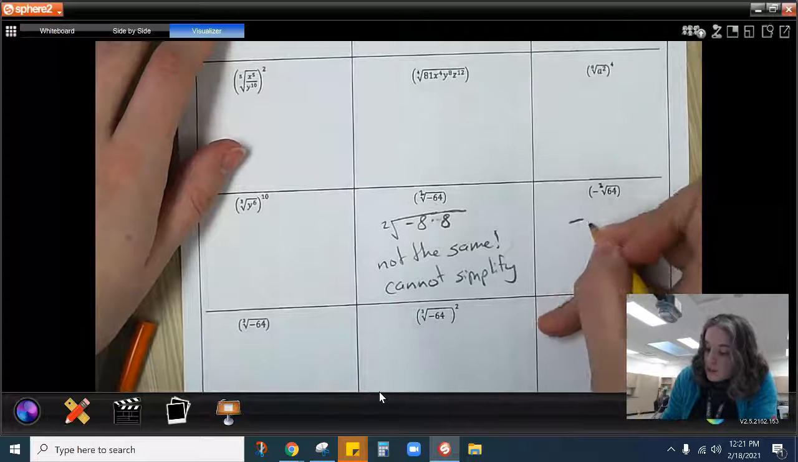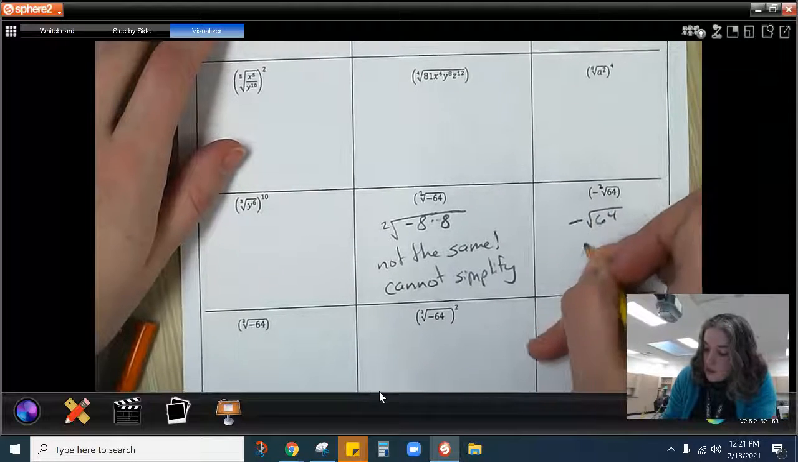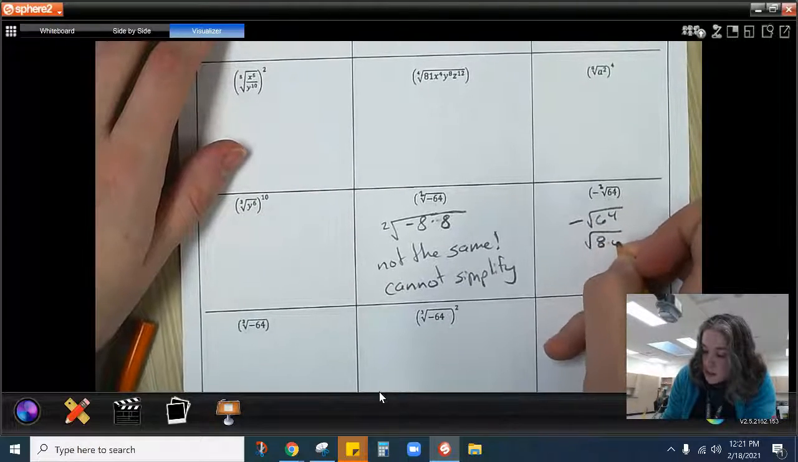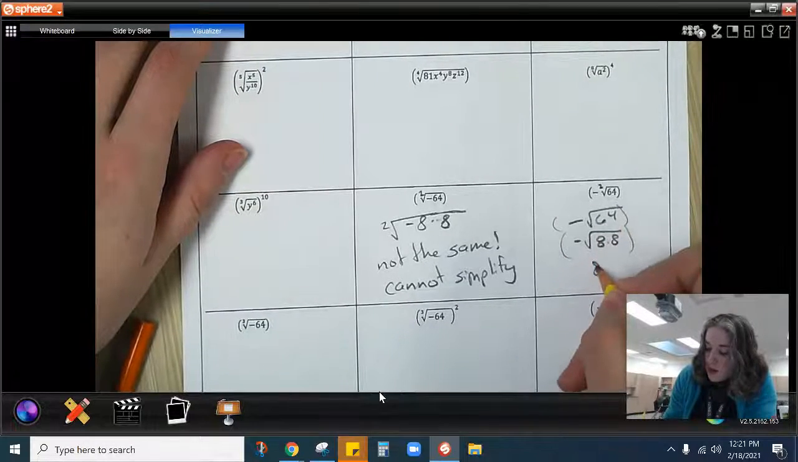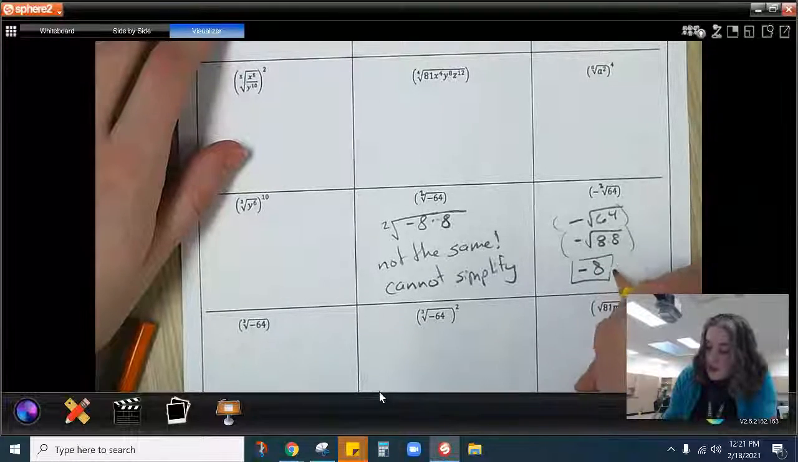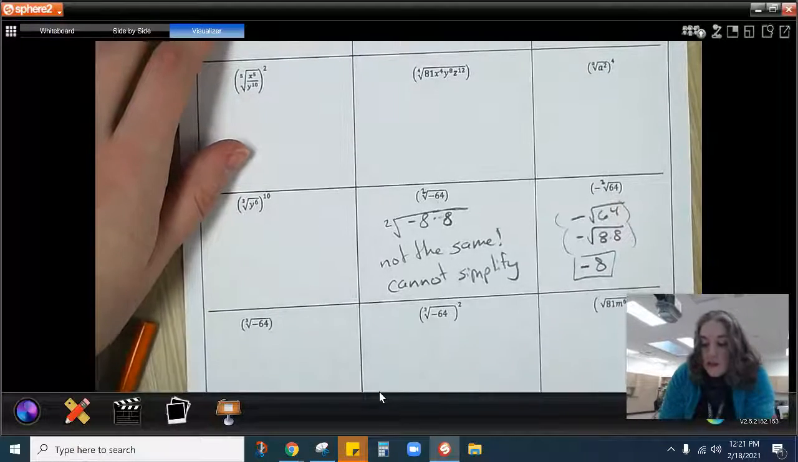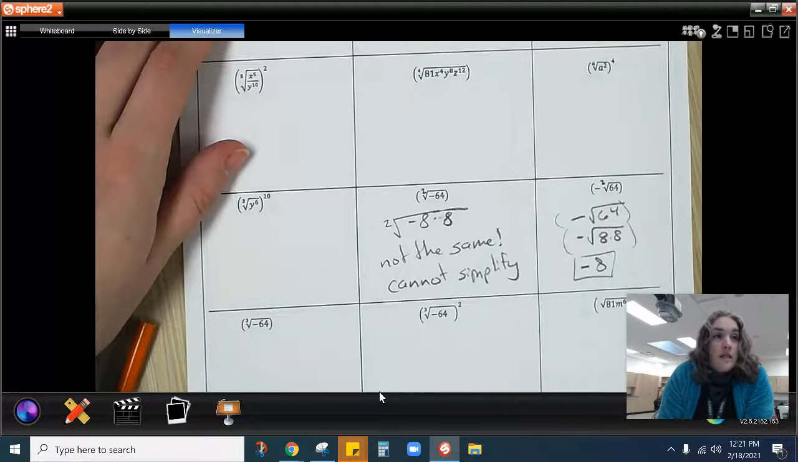So with this one, we have a negative square root of 64. Well, 64 we just said was 8 times 8. So when we take the square root of that, we get 8 out, and we end up with negative 8. This is fine because the negative is not inside, right?